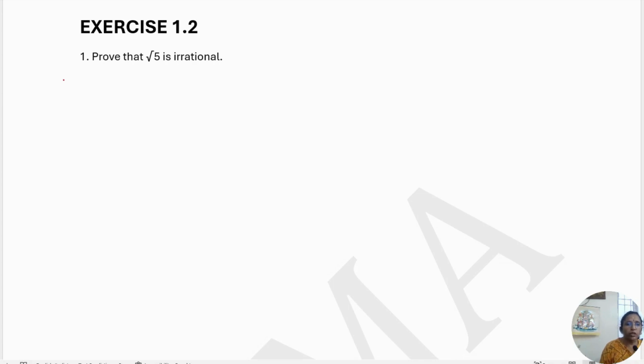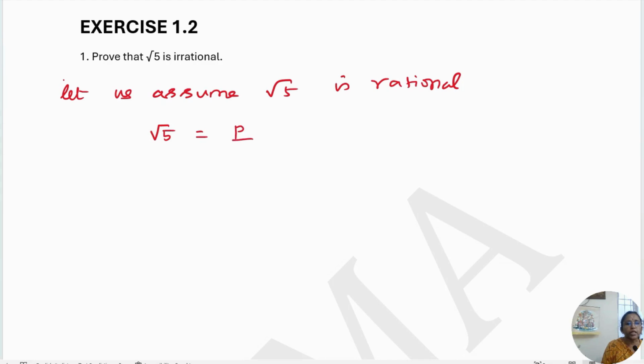In this session, you will learn the problems from exercise 1.2 for class 10 CBSE. So the first sum in exercise 1.2 is: prove that root 5 is irrational. For doing this problem, let us assume root 5 is rational. So root 5 will be equal to a rational number, which can be taken as P by Q, where P and Q are co-prime numbers.